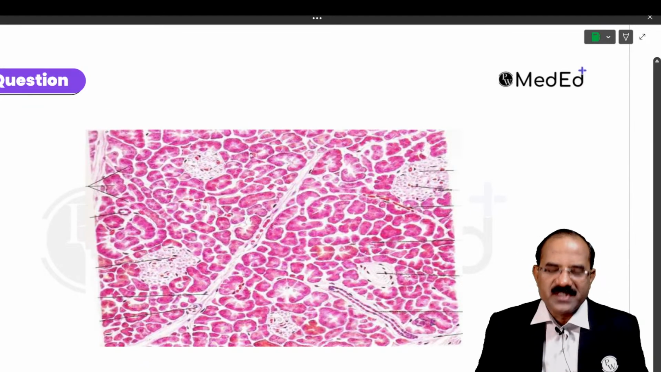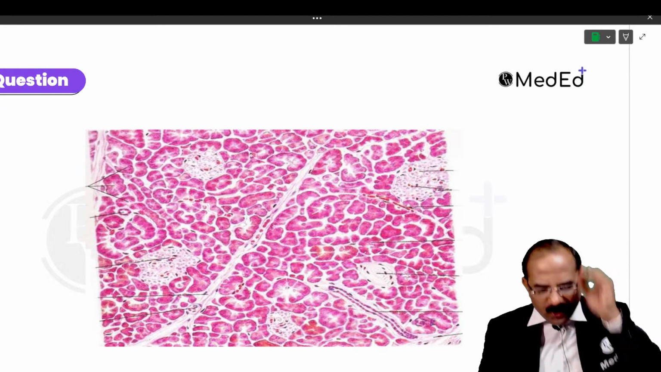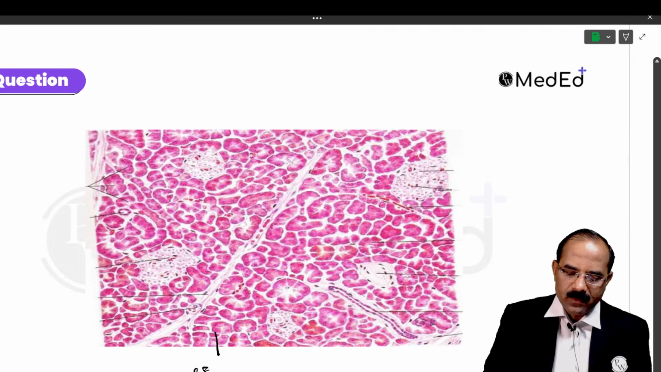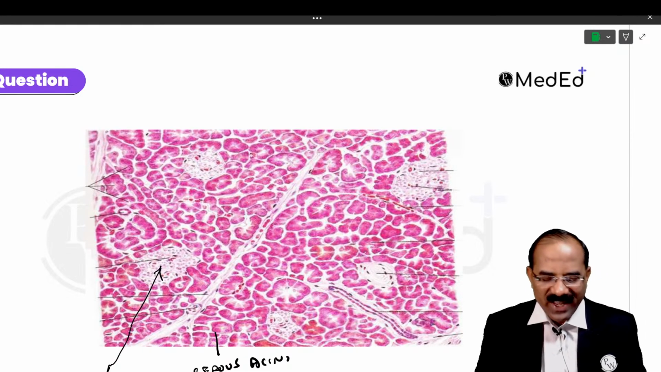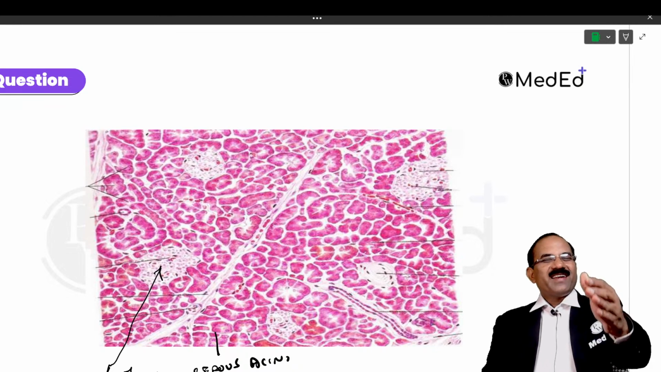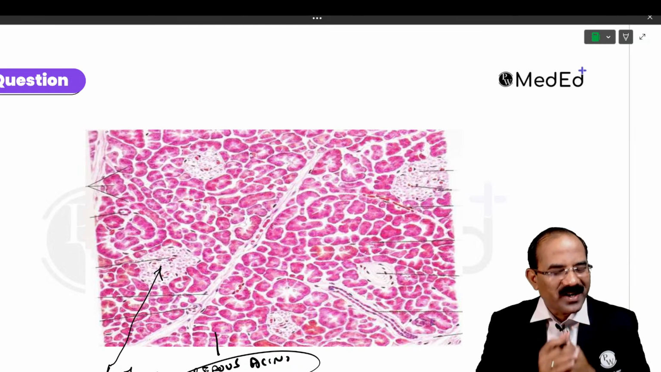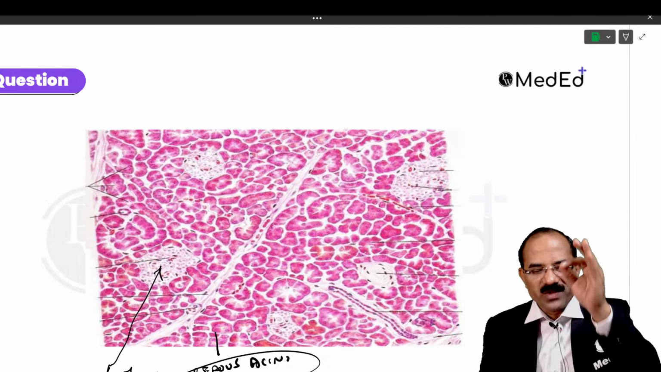Can you identify this slide? It's a histological slide. Spot identification, students. I am telling you, this is serous acini. And what is this, children? This is islets of Langerhans. Islets of Langerhans along with the serous acini. The serous acini represents the exocrine part and the islets of Langerhans represents the endocrine part of the pancreas.